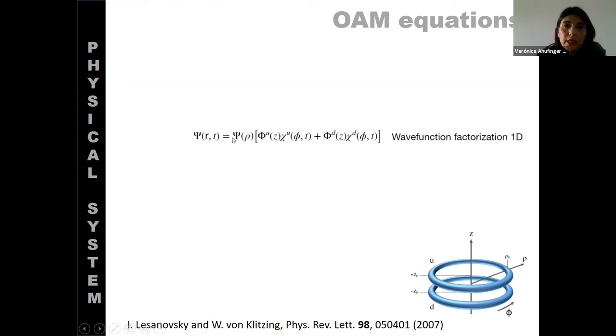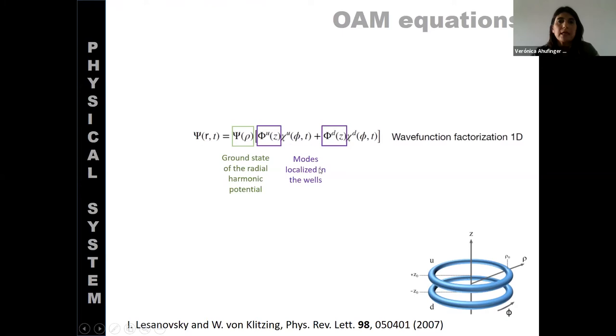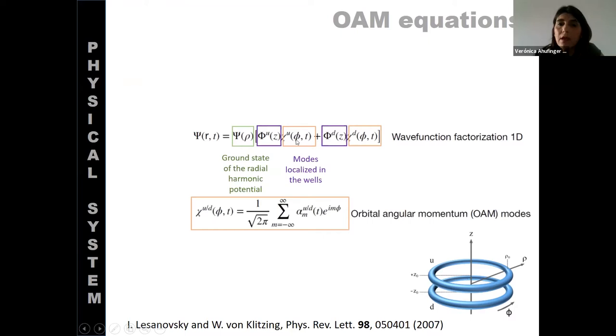So here the first term corresponds to just the ground state of the radial harmonic potential. Then we have two other functions, phi U and phi D, that are just modes localized in each of the wells that we built as a superposition of the ground and the first excited modes. And then we have these functions that carry the dependence on the azimuthal coordinate and time. These functions can be written down as a superposition of orbital angular momentum modes. We indicate the orbital angular momentum with the letter M, and the amplitude of the corresponding mode will be given by this alpha.